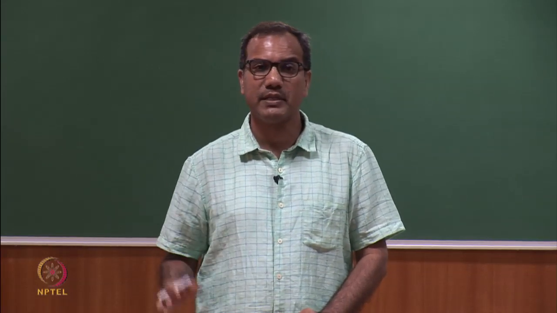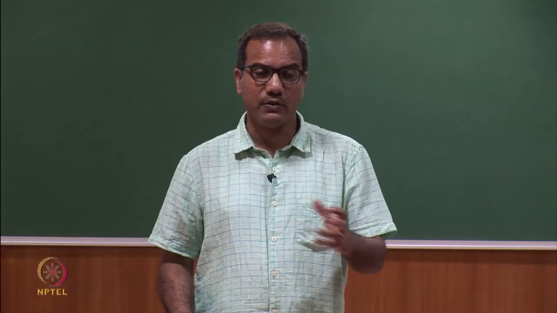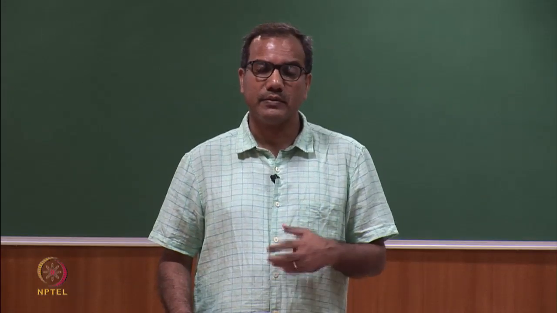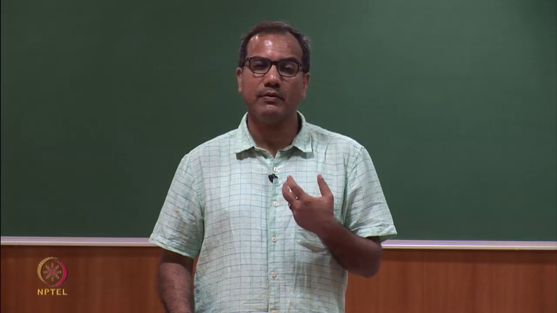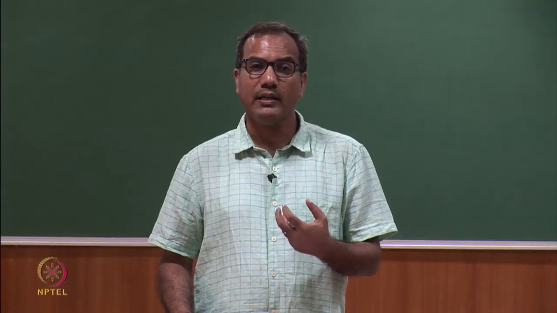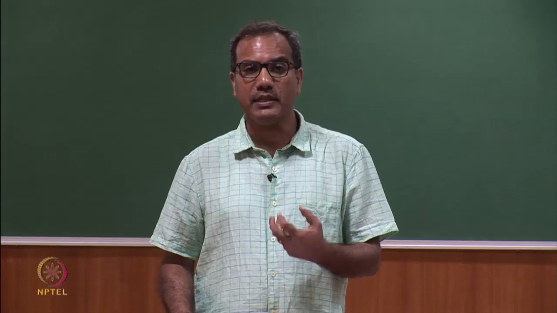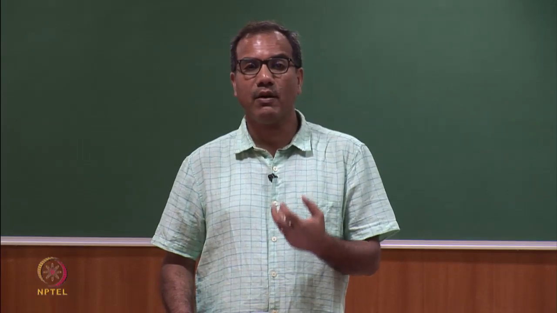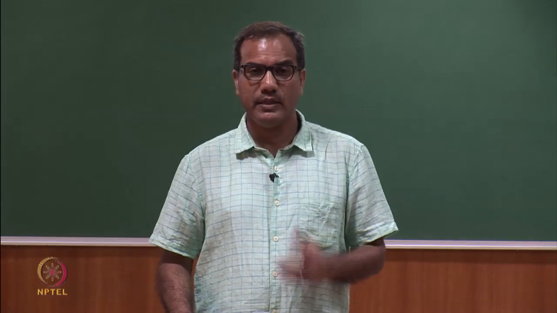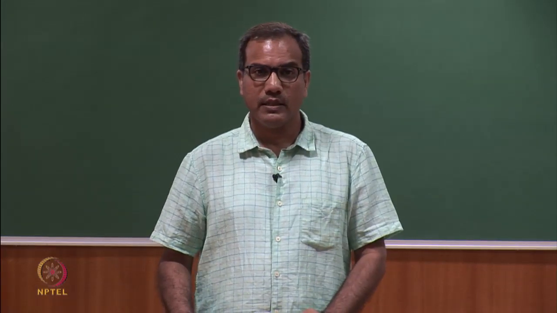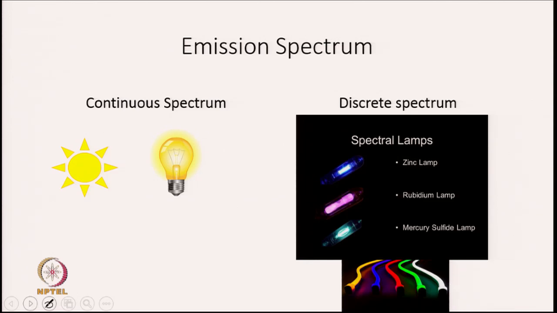One is the continuous spectrum, which means that the sun is emitting radiation of all colors. Similarly, your electric bulb does the same thing, and when you receive light of every wavelength, then you know that you are looking at a continuous spectrum.